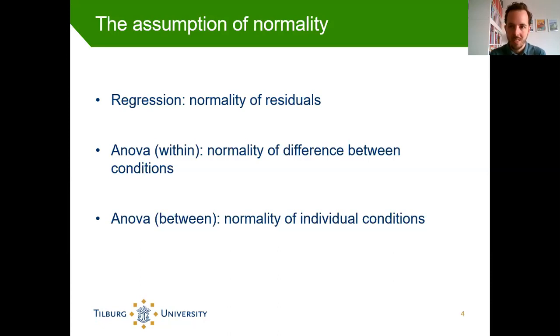So in regression, it is the residuals. For within subject variables in your ANOVA, it's the normality of the difference between your conditions. And for between subject variables in your ANOVA, it's actually the normality of the raw data in your individual conditions. So I hope this slide will avoid some confusion with this very specific assumption of normality in the different tests. All right, that's what I wanted to show you before going to the data. So let's now go and move towards the data set.